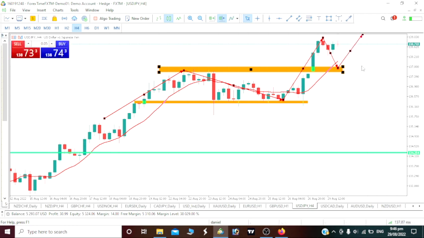So basically it depends on when you are watching it. Could it be before the London session? Could it be in the London session or in the New York session? Possibly our price could have rallied and gone up.